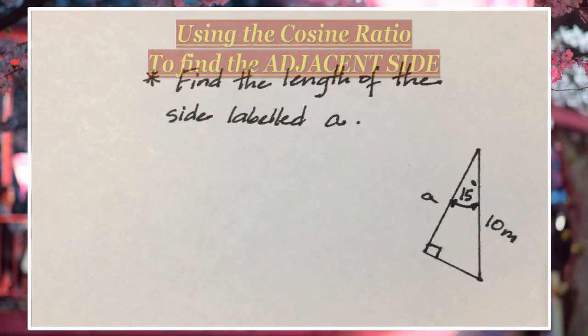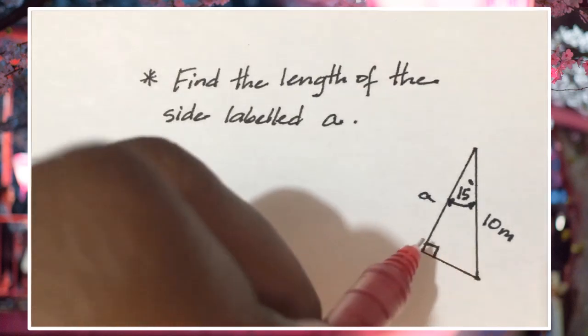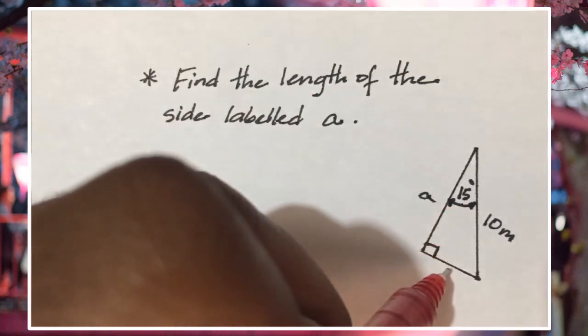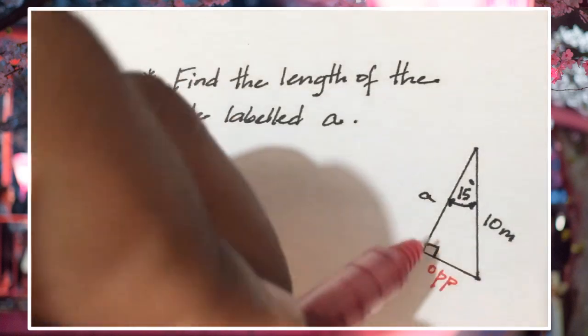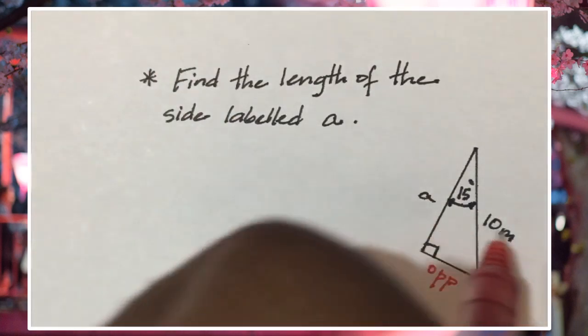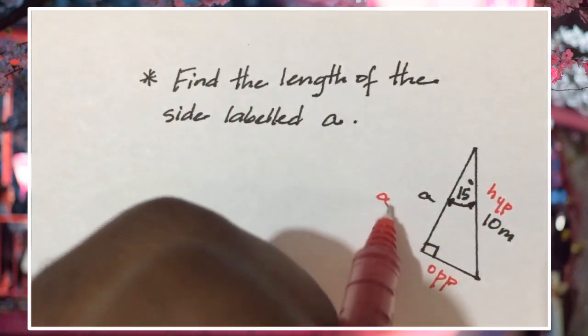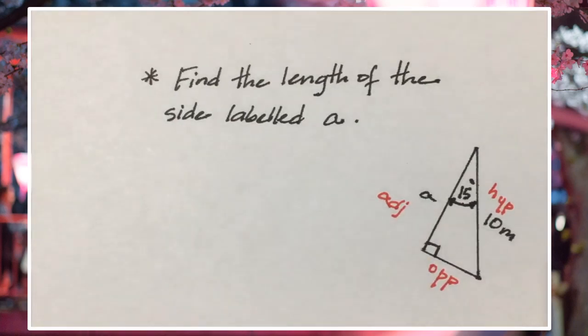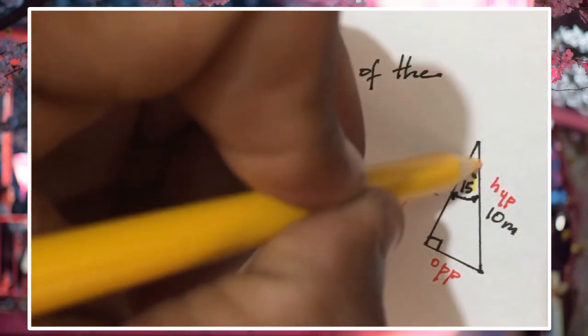So we have the wonderful task of figuring out what is the length of the side labeled A. And remember, first thing we're going to do is to label that triangle. So from here, looking down, this is going to be the opposite. From here, looking across, this is going to be the hypotenuse. And the last line that's left is going to be the adjacent. Great. So I'm just going to shade where the angle is.